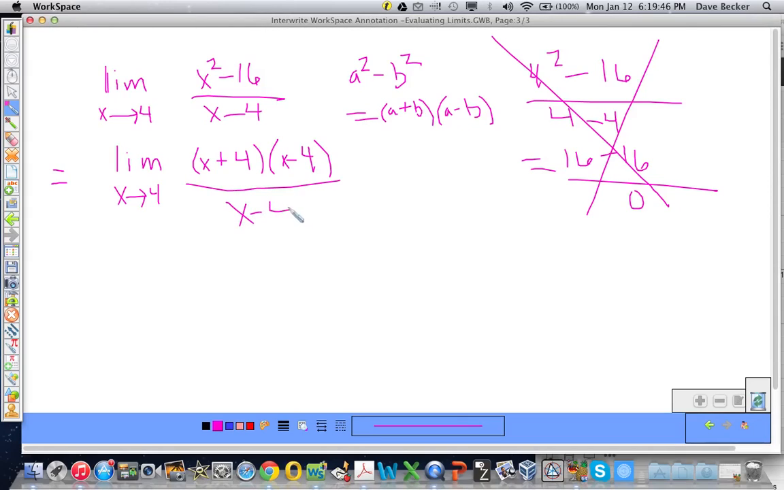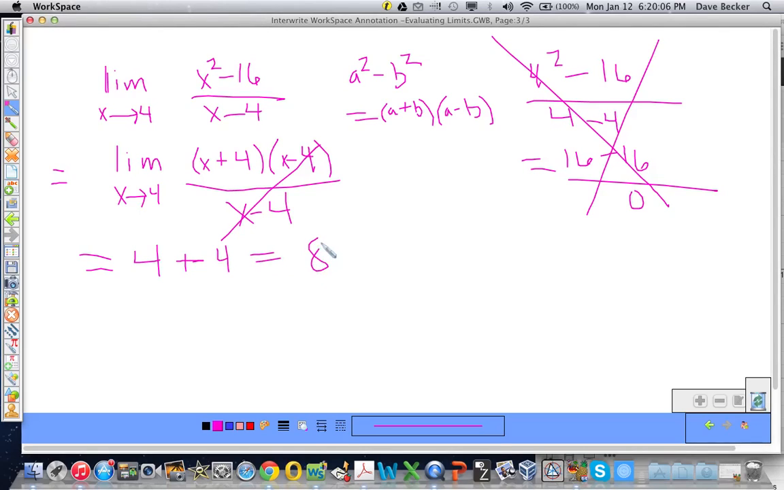And what does this do? Well, that cancels that out, right? And now I can substitute without the function being undefined. So this equals, I'm just going to replace this x with 4. 4 plus 4, and that is equal to 8.